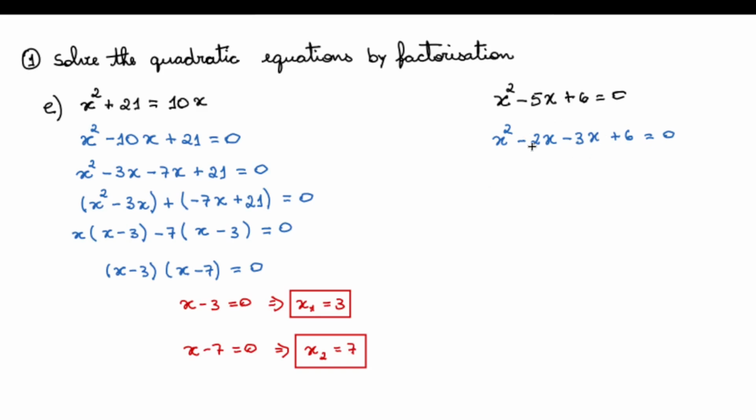Here, for the two terms that were used to split minus 5x, the coefficients of these terms multiplied together give the constant term of the equation. Minus 2 times minus 3 equals 6. Here, minus 3 times minus 7 equals 21. So, to split the middle term, you have to find two numbers whose product is the constant term of the equation.